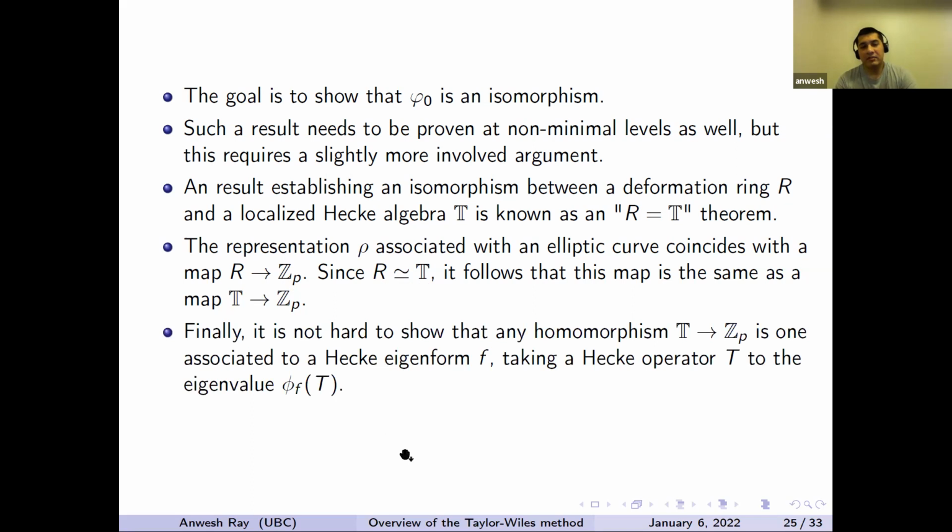But a map from T to Z_p is the same as a Hecke eigenform. A Hecke eigenform basically will take a Hecke operator to the scalar eigenvalue upon specialization. And it's not hard to show that any such algebra homomorphism actually arises from Hecke. So showing such an isomorphism will show that the initial Galois representation arising from a map from R to Z_p actually arises from a modular form, which is the same as the map from T to Z_p. And this is why we want to show that R is isomorphic to T.